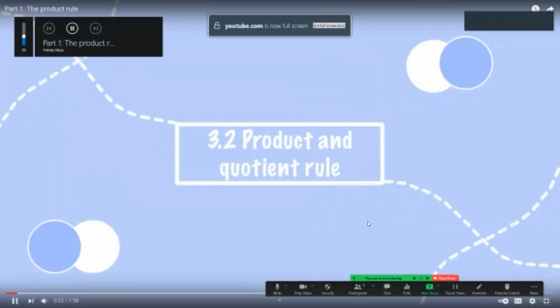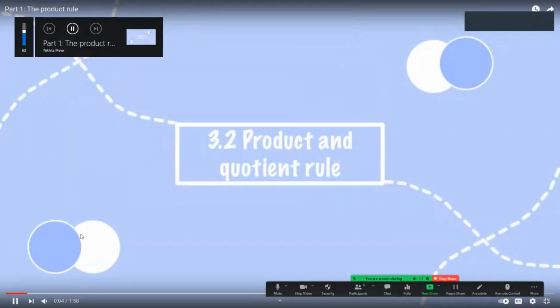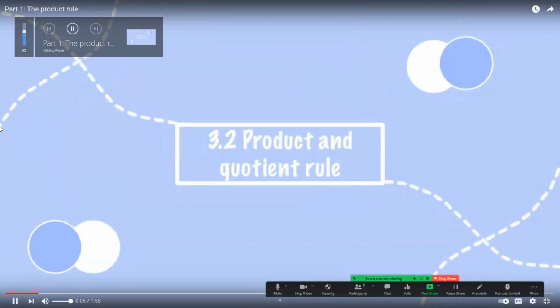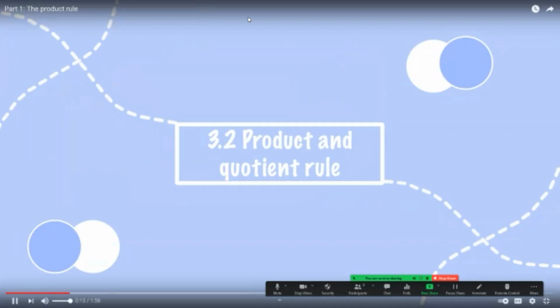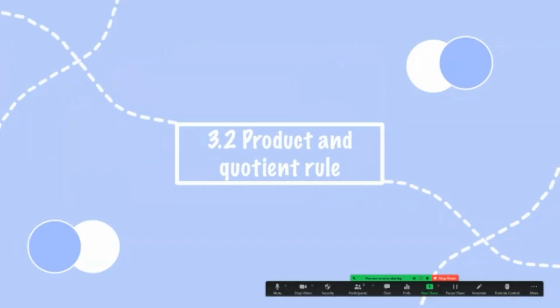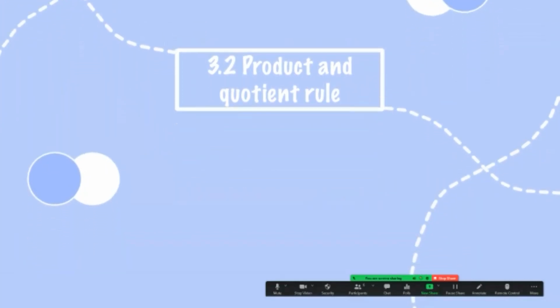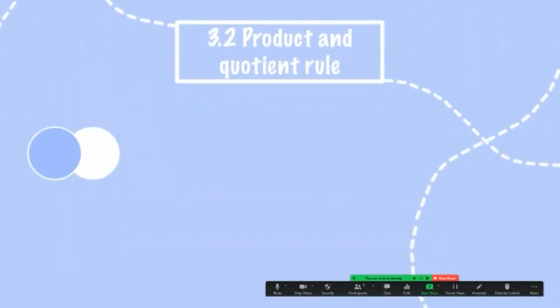Hello everybody. Okay. So if for whatever reason you can't read the big white letters in the middle of the screen, I'm teaching the product and quotient rule in chapter 3.2, which you will need to remember when I do a bad job of teaching this and you are forced to go to the textbook to find out what the heck I was saying. So remember, chapter 3.2.